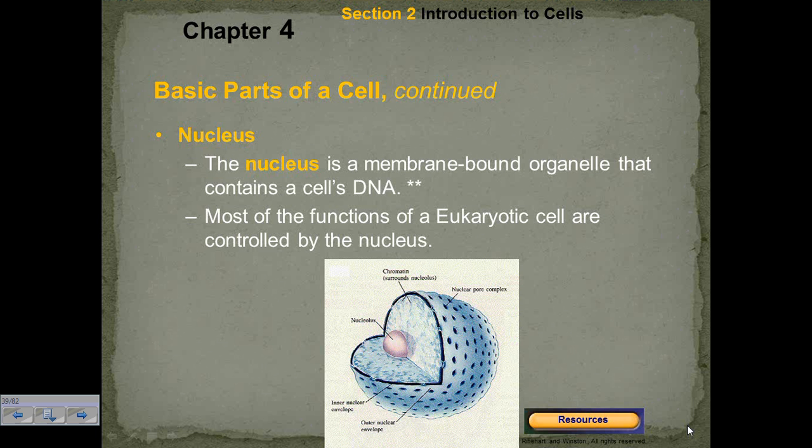Because it stores genetic information. It has the DNA in it, and that's why it's the brain, because it has the entire code to make you, to make whatever that organism is. So the nucleus has all the DNA, which has all the instructions to do everything in the cell, and that's why it's the control center or the brain of the cell. Okay. So nucleus, a membrane-bound organelle that contains the cell's DNA.